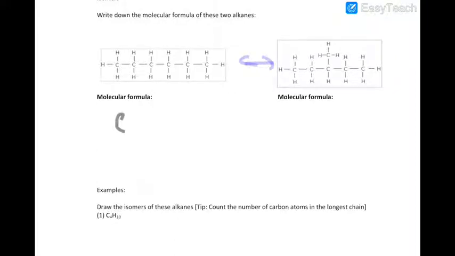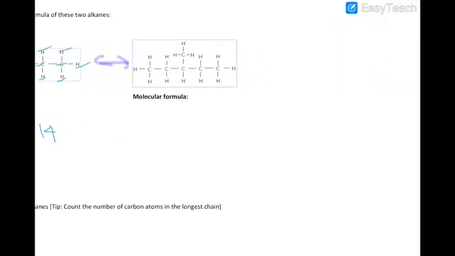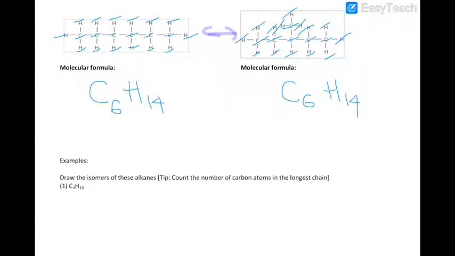So carbon. 1, 2, 3, 4, 5, 6 carbon. So C6. 1, 2, 3, 4, 5, 6, 7, 8, 9, 10, 11, 12, 13, 14 hydrogen. Let's count this one now. 1, 2, 3, 4, 5, 6 carbon. 1, 2, 3, 4, 5, 6, 7, 8, 9, 10, 11, 12, 13, 14 hydrogen. So 14 hydrogen, they have the same molecular formula.